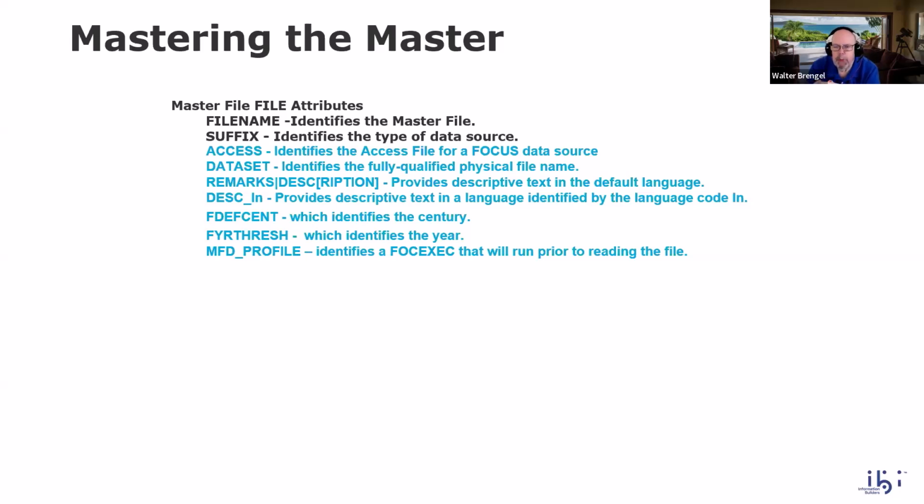FDEFCENT is if you're doing date windowing. So you set the default century and then the year thresh. And then lastly, we have MFD profile, which is a procedure which gets run every time you access this particular synonym. So if you want to do some pre-processing every time you run it, you can do it using an MFD profile. And we'll see an example of that later.